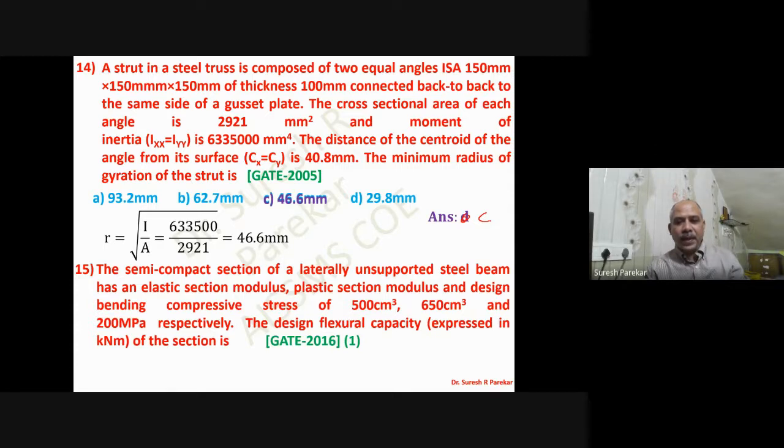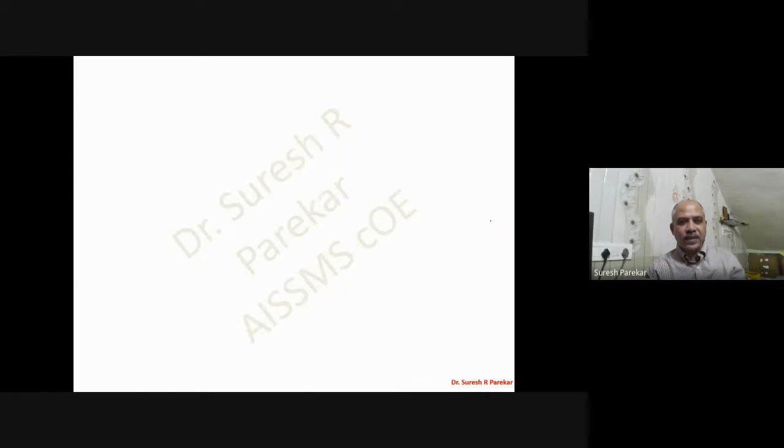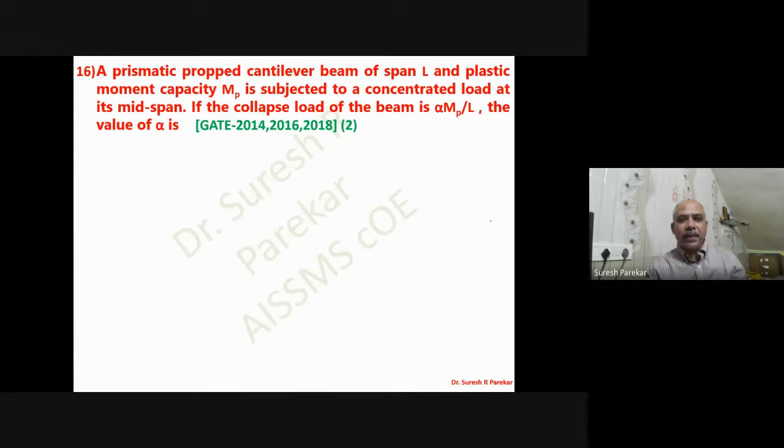Then the semi-compact section is given, and we have given the elastic section modulus. So as we have given semi-compact, we have the formula ZE into FBD. And then if we substitute these values, then we will get 100 kilonewton meter. That is the answer for this 15. Then a prismatic propped cantilever.